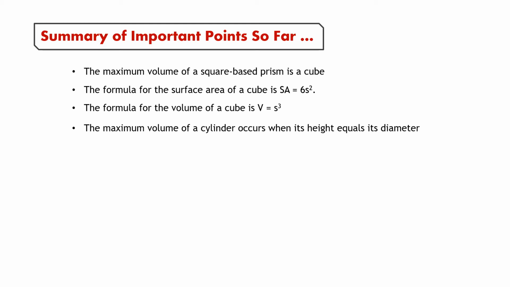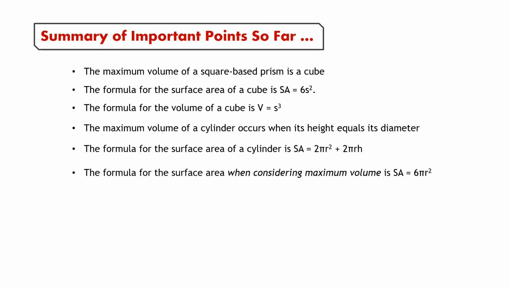The maximum volume of a cylinder occurs when its height equals its diameter. We're going to need that point today. The surface area of a cylinder is SA equals 2 pi r squared plus 2 pi rh. And the surface area when you want maximum volume is 6 pi r squared. The formula for the volume of a cylinder is, so this is all things that we have in our other notes elsewhere, but they're all important.